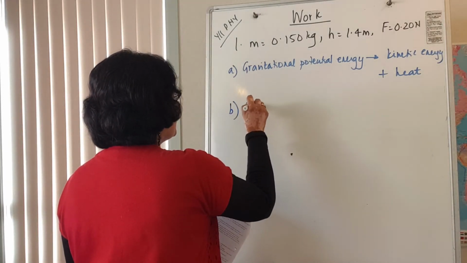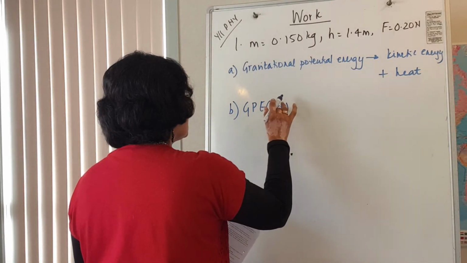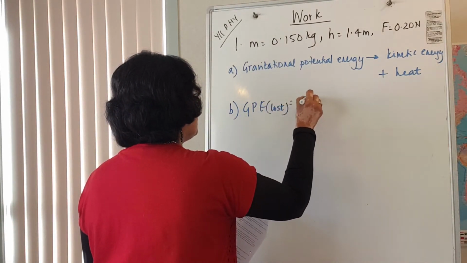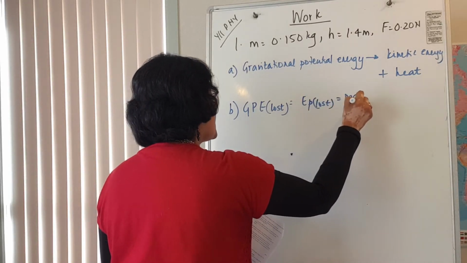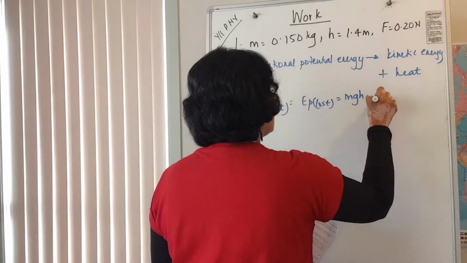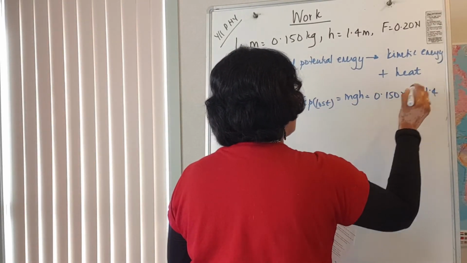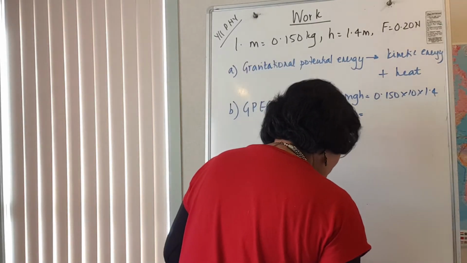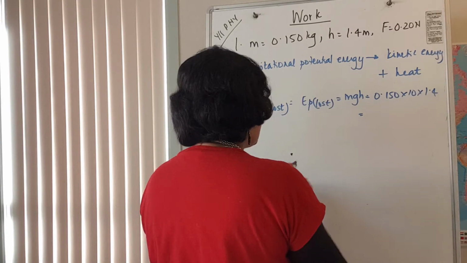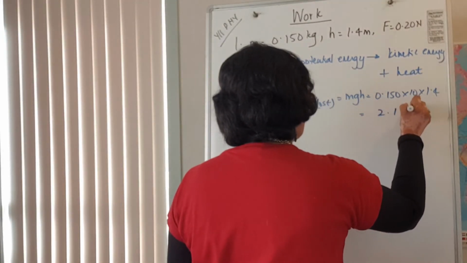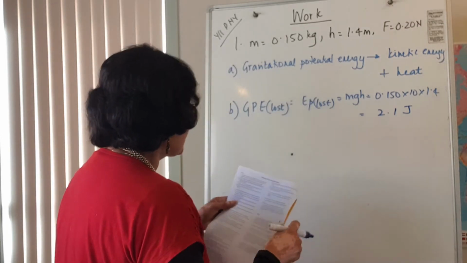Now, calculate the gravitational potential energy lost by the apple as it falls. So GPE is gravitational potential energy lost. The formula is m times g times h. So your mass is 0.150, my g is 10, and my height is 1.4. When I put all that into my calculator, I'm going to get 2.1 joules. So that's the answer to that.